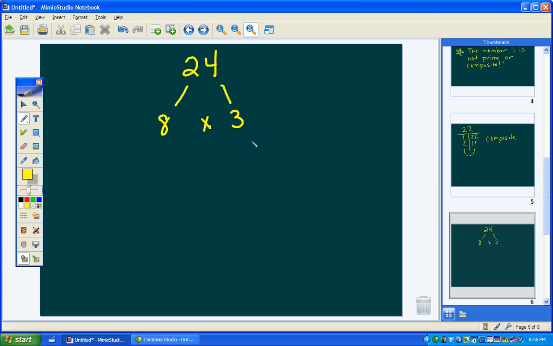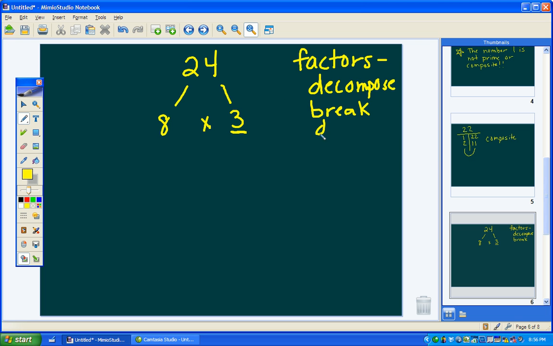Okay, I'm going to look at these two numbers. 8, I know I can break down farther. 3, I can't. It's prime, so I'm going to stop right there with that one. When you are doing factors, factors are what we call decomposing. What it means to decompose is to break down. So anytime anybody tells you to factor something or to decompose something, you're going to break it down. You're going to try to get it to look smaller than its original. So we're going to be using smaller numbers. Can't be the 24, okay?